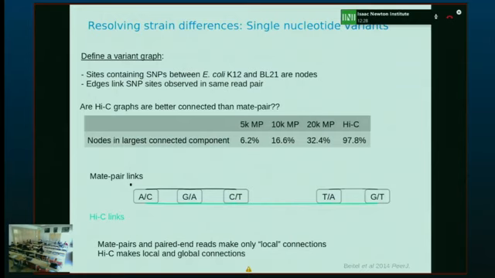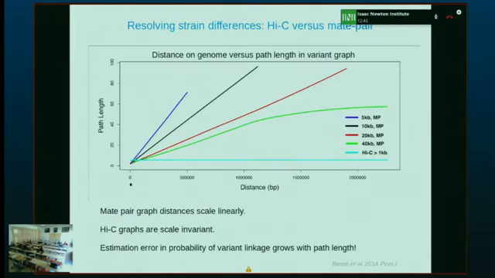With mate pair data, you get less in the largest connected component. And that makes sense, of course, because Hi-C is making global connections in the graph, whereas mate pair data was only able to make connections as far as the insert size. And so if you then look at the path length to traverse to various distances around the chromosomes, you can see that as expected, that path length grows in mate pair data, but is essentially flat with Hi-C data.